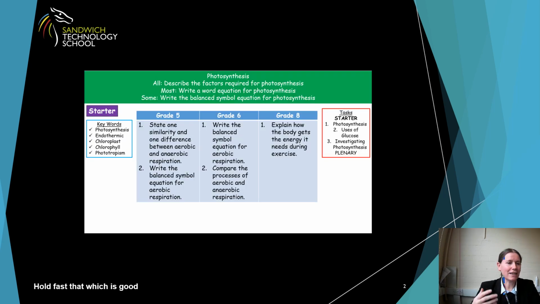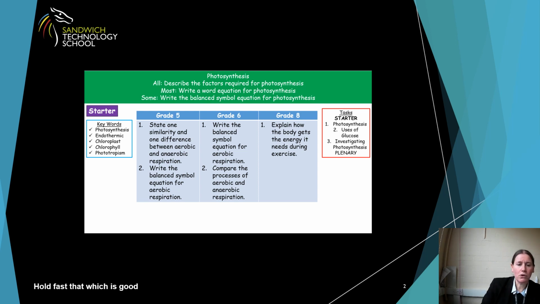First thing then is have a little look at the picture on the screen here. It's one of my old PowerPoints from a previous school, going back to the good old times of the 'almost and some' learning objective. In our little green box at the top, we've got: all describe the factors required for photosynthesis, most write a word equation, and some write the balanced symbol equation.